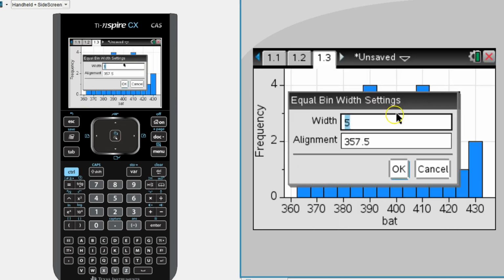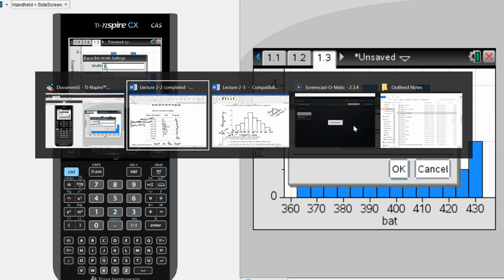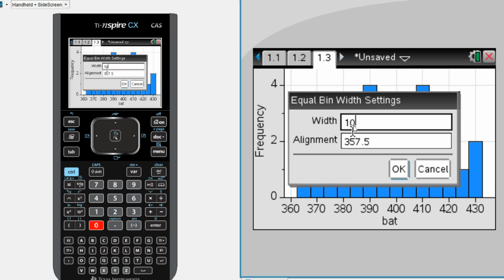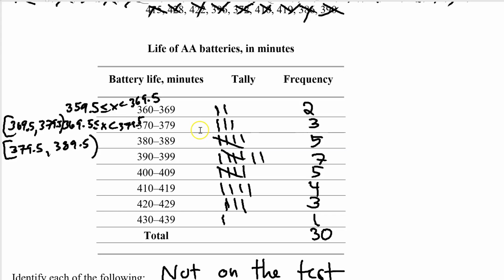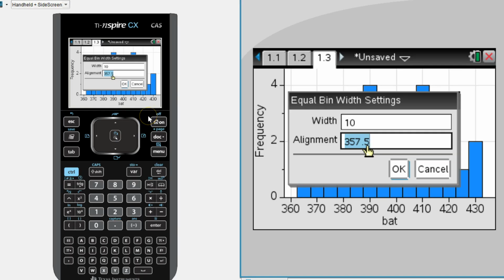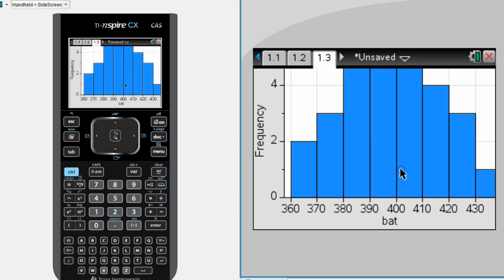Okay, so we didn't set it 5 wide. Remember, our numbers started at 360 to 369. That is 10 numbers, not 9, right? So I'm going to use a width of 10, and we didn't start at 357.5. We started at 360. So basically the calculator just automatically throws this up here to make a quick sketch to give you lots of bars so you can see the overall shape. But this is the way we did it, starting at 360 going by tens. And right, the scale is now off for the Y.